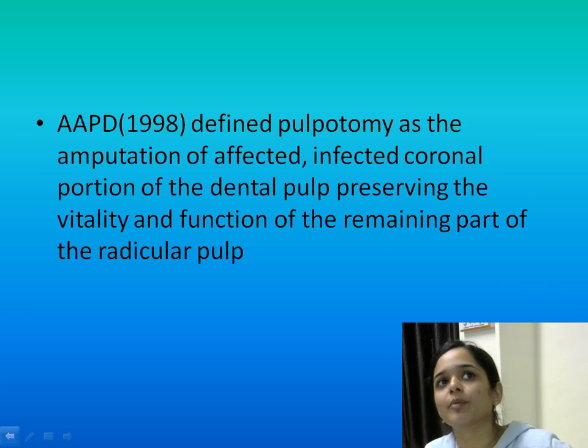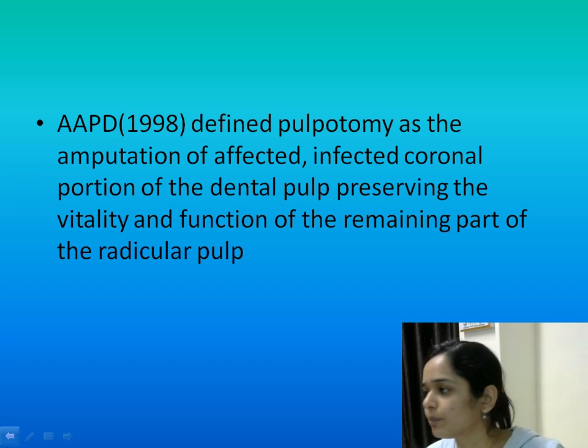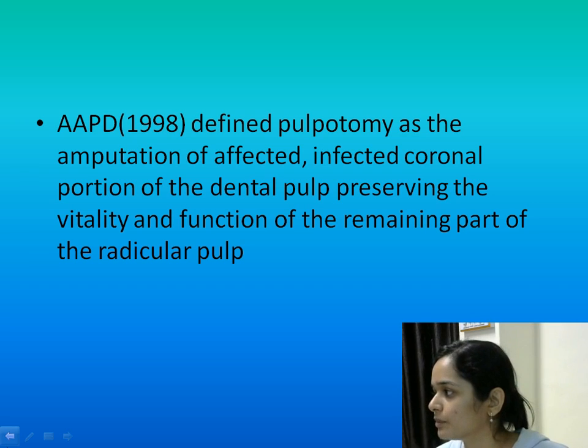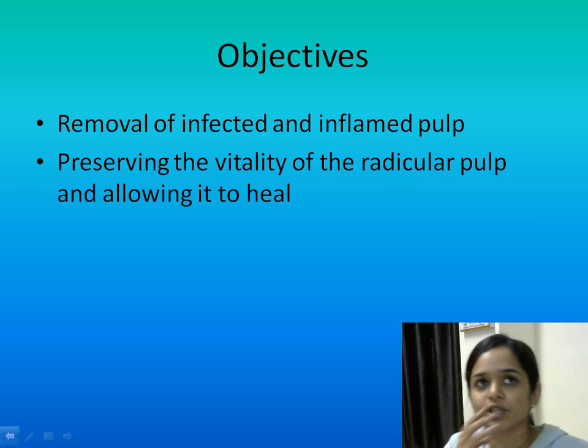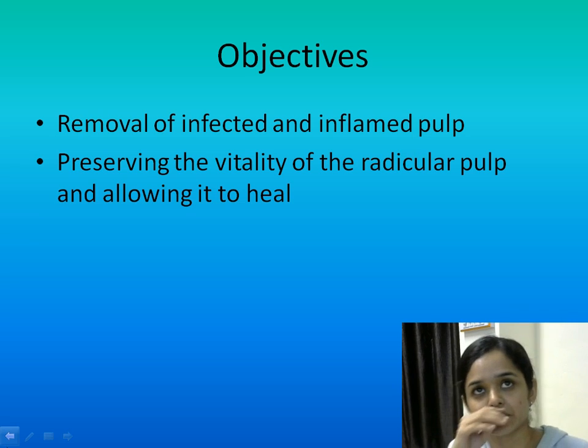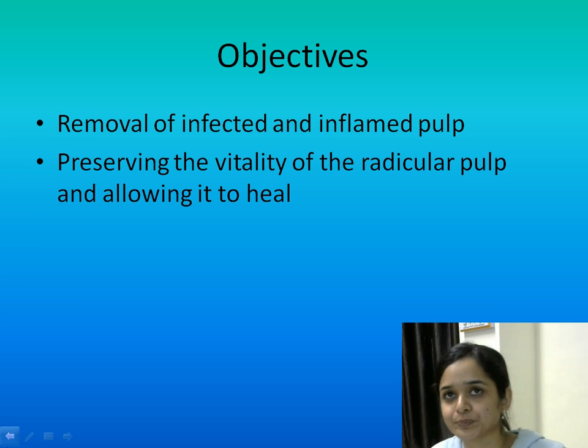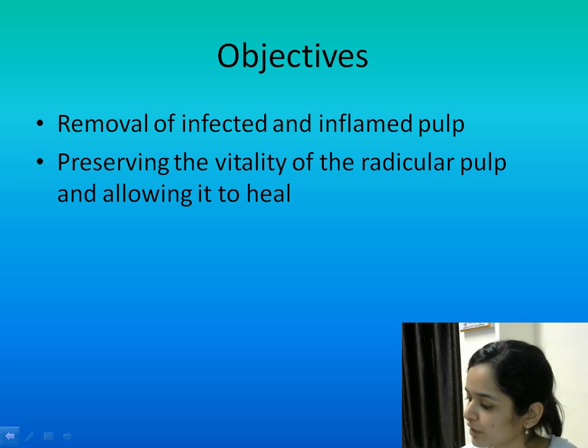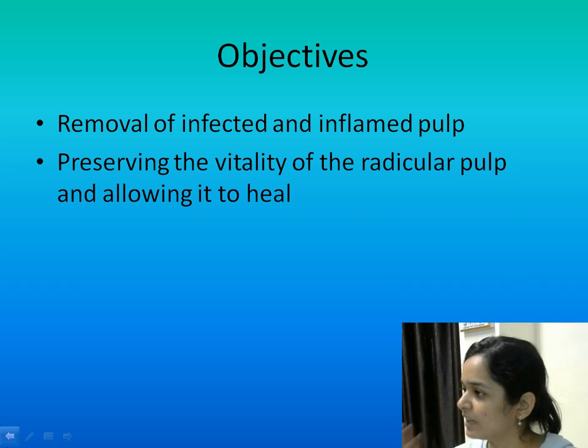The American Academy of Pediatric Dentistry (AAPD) defined pulpotomy as amputation of the affected, infected coronal portion of the dental pulp, preserving the vitality and function of the remaining part of the radicular pulp. Objectives: removal of infected and inflamed pulp, preserving the vitality of the radicular pulp and allowing it to heal. That is the main objective of pulpotomy. That will remove whatever the infection is, and the healthy tissue will not be removed unnecessarily and is maintained in the healthy state in the tooth as it is.